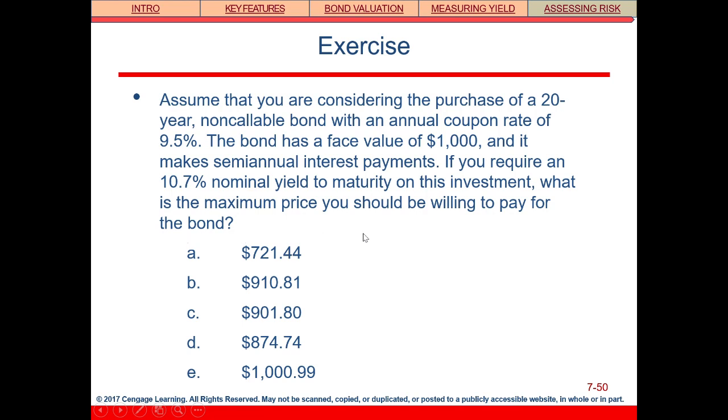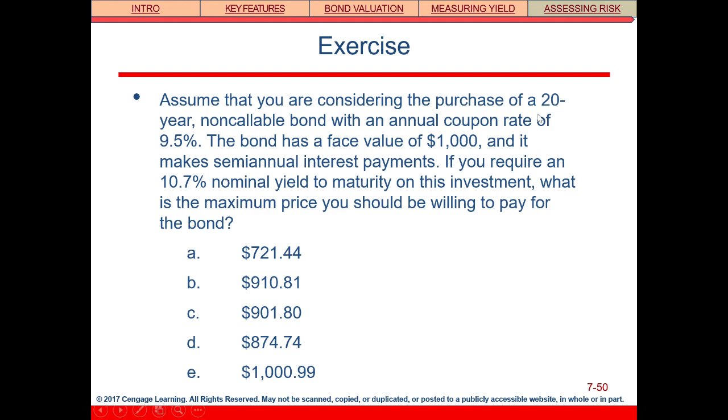So this one is asking for the price you're willing to pay for this bond. That means if you want to calculate the price, that's the PV, right? So we have to know all the other four inputs for the other four variables. So let's see what the inputs are. The bond maturity is 20 years, right? Is it annual compounding or semi-annual compounding? Oh, it's semi-annual. It makes semi-annual interest payments.